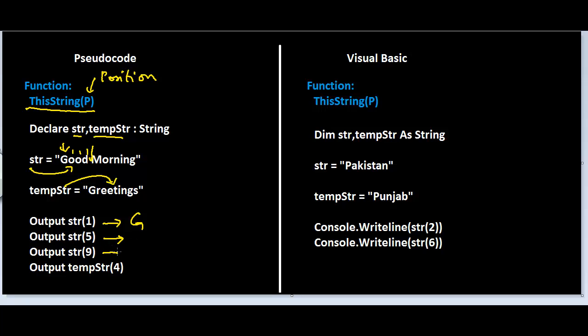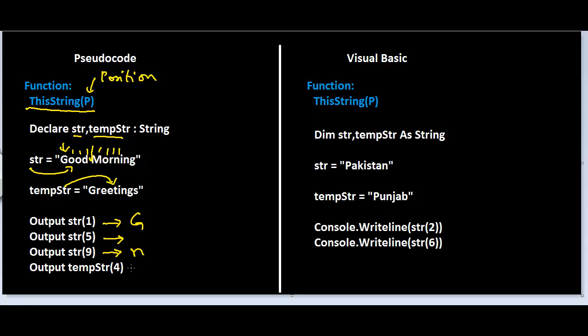Let's take a look at this one. In this case, we want to extract character number 9 from "good morning". Remember, when we were at the blank space, this was character number 5. So this is going to be 6, 7, 8, and n is going to be 9. So this is going to output n on the screen.